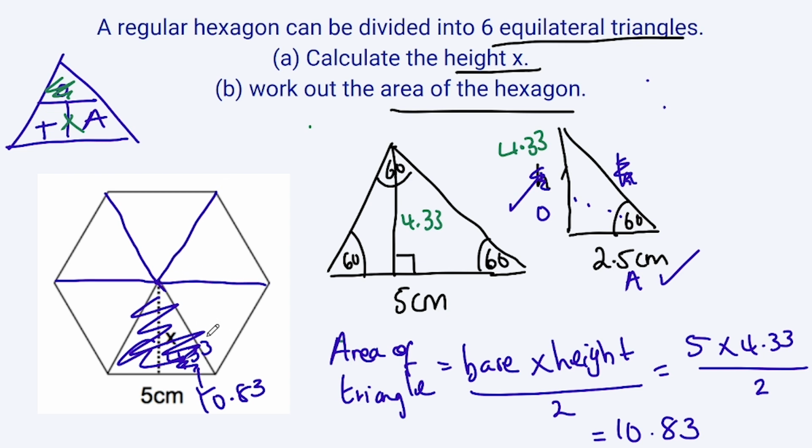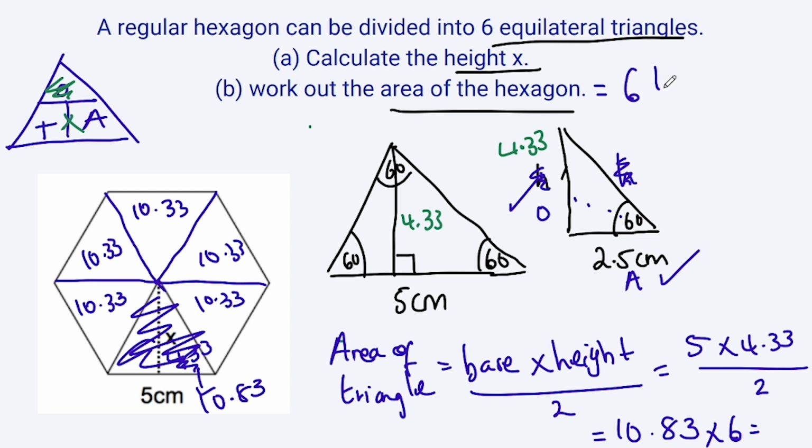Now, if I know one of them is 10.83, then surely this one's 10.83, this is 10.83, this is 10.83. You get the gist, they're all 10.83. How many 10.83s do I have? I have 6 lots of them. So I'm going to times this by 6. So I'm going to do 10.83 times 6, which gives me 61.98. So my answer is 61.98 centimeters squared, since it's an area.